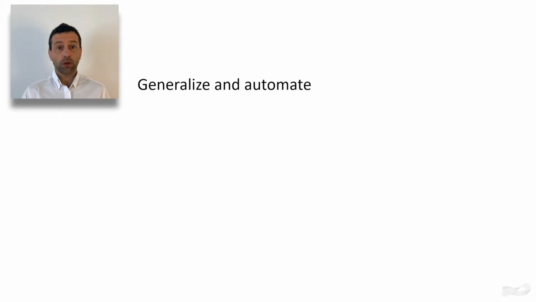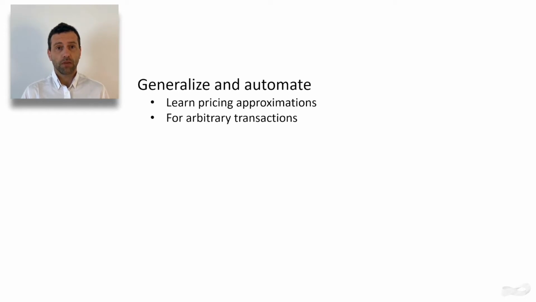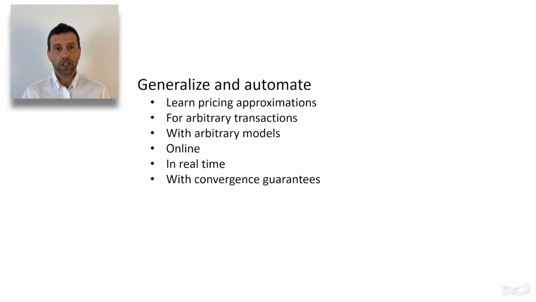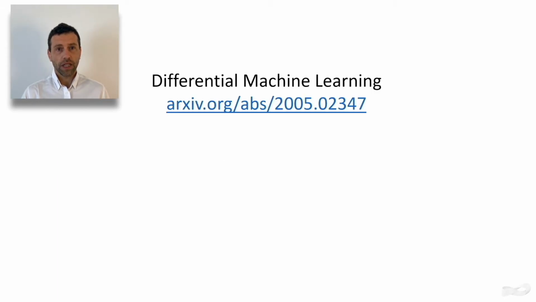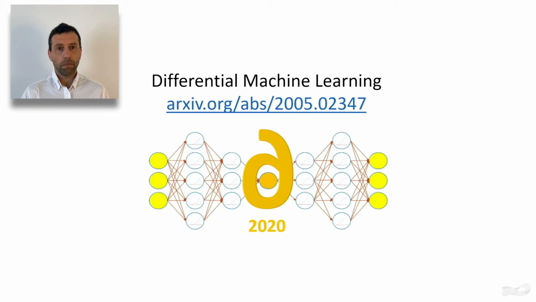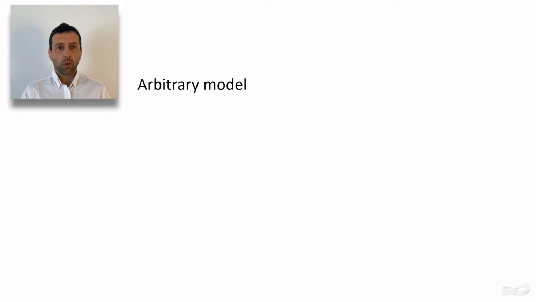Today, we want to generalize and automate the production of pricing approximations for arbitrary transactions with arbitrary models. We want to learn pricing functions online in real time with convergence guarantees. We achieve this by combining machine learning with automatic differentiation, or AAD, in our working paper, Differential Machine Learning, available on ArXiv. We work with arbitrary models specified by the dynamics of a state vector.